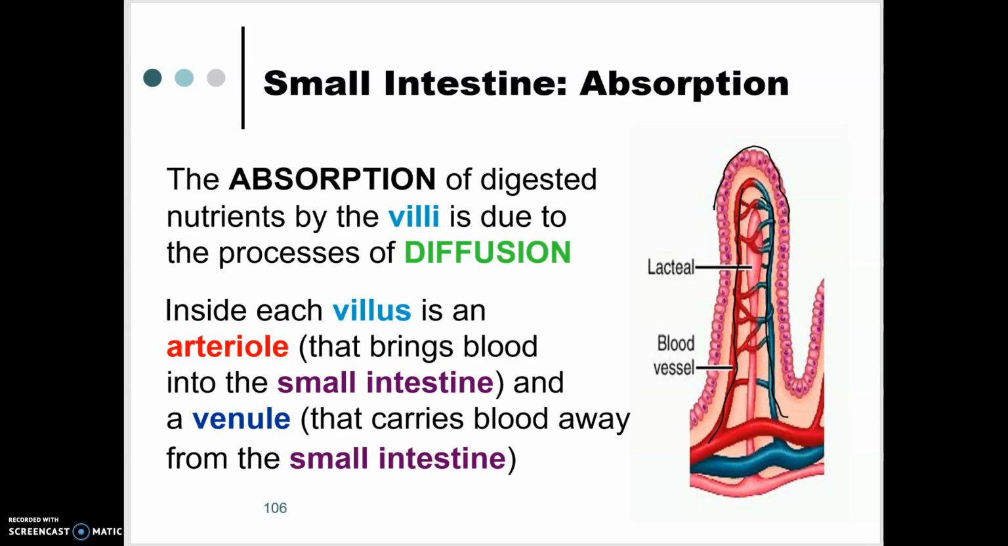So remember that each villi has a capillary inside of it, and it also has this pink blind end sac that you can see in the middle, and that's going to be called a lacteal, and we'll talk more about that in the coming slides. So keep that structure in mind.